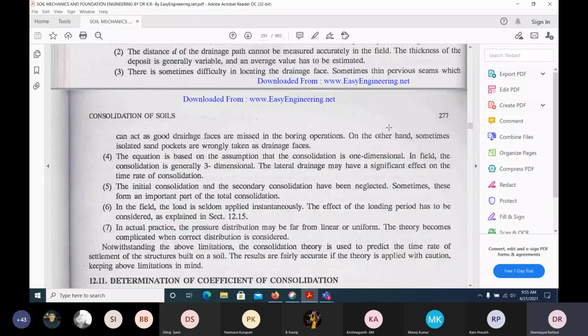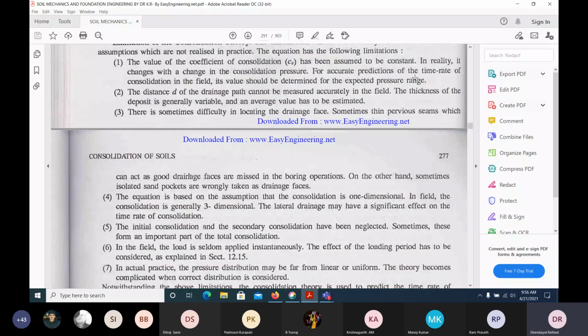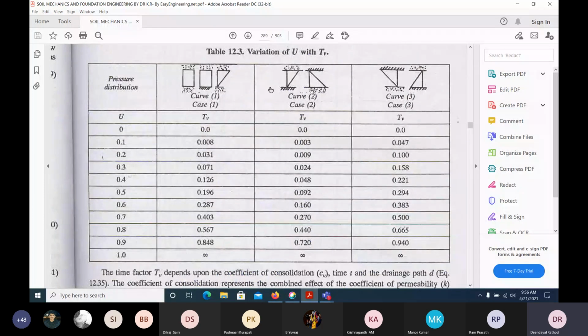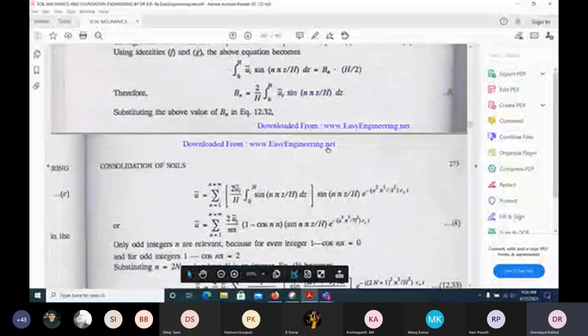So in the field, the load is seldom applied instantly. The effect of loading period has to be considered. In actual practice, the pressure distribution may be far from linear. Wherever we see the diagram, we assume that it will be a linear form, but it is not the same. It's not the same.